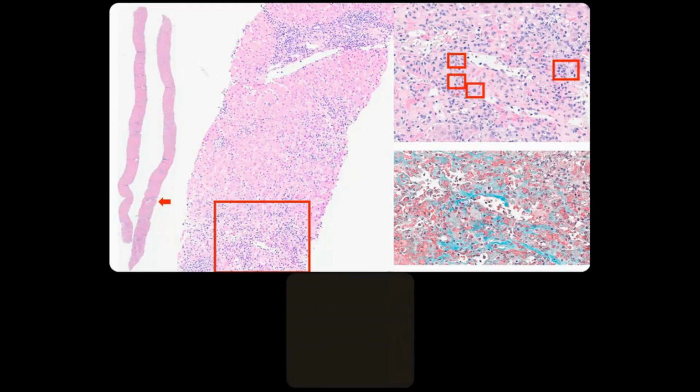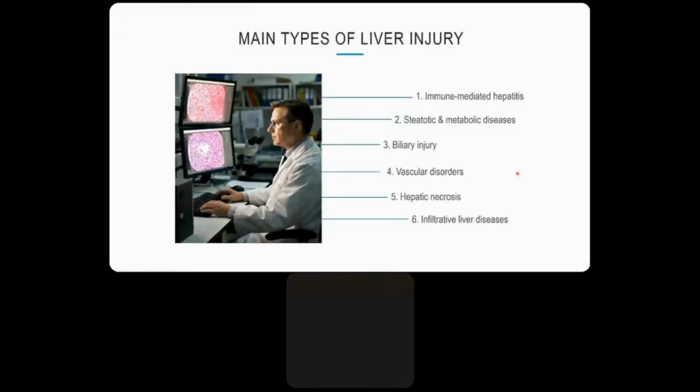And on closer inspection, you can see that the inflammatory infiltrate is rich in plasma cells, which are highlighted by these red boxes. And there's also accompanying hepatic fibrosis, which is highlighted in green here on this trichrome stain, which confirms the chronic nature of this immune injury. So taking all of these histologic findings, what do you think is the diagnosis here? I will just give you a couple of seconds to think.